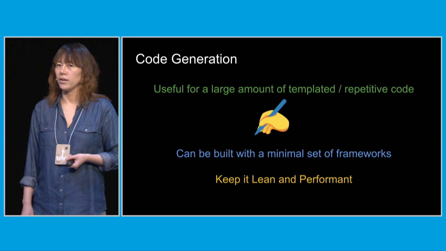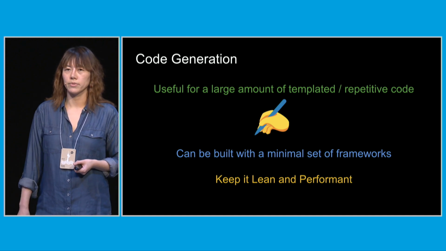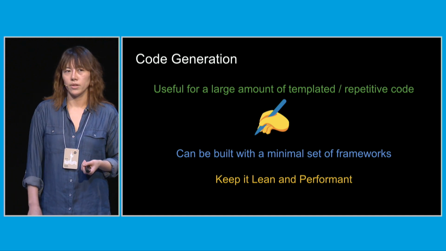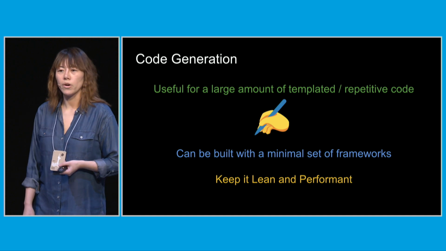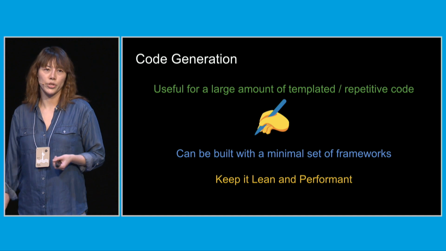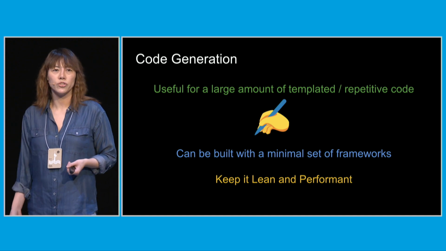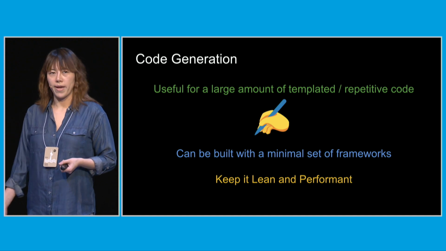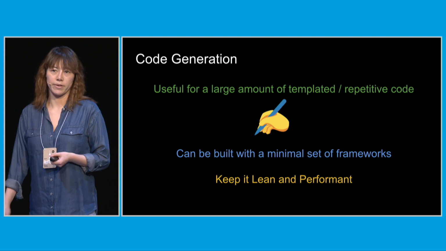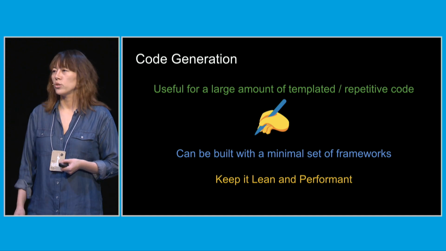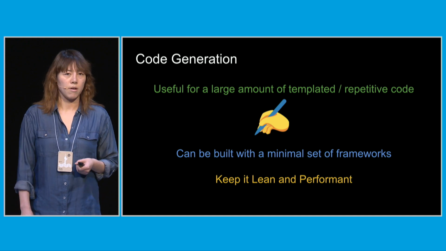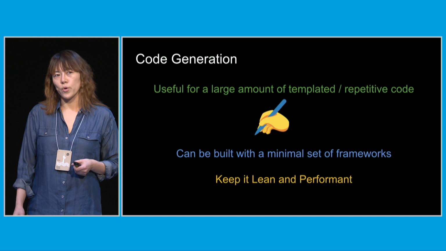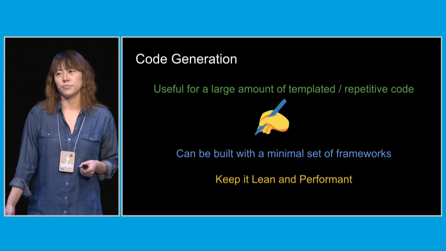Or if you're writing model objects for your app and you need thousands of them, writing them all by hand can be very tedious. Or if you're writing mocks for your unit tests and you need hundreds of them, writing them all by hand can be very repetitive. This is when code generation can become very useful. You can automate all the generation and focus on other important things.